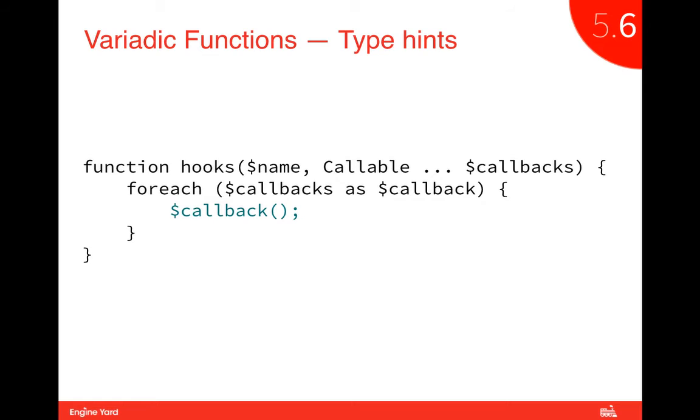So, type ints, as I said, they all have to be the same. In this case, we pass in a bunch of callbacks, so they must all be callable. It's basically the same as doing foreach $callbacks as $callback. And here we can call it, because we know they're all callable.